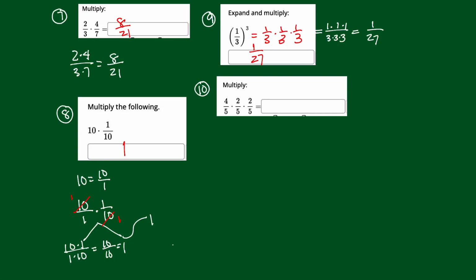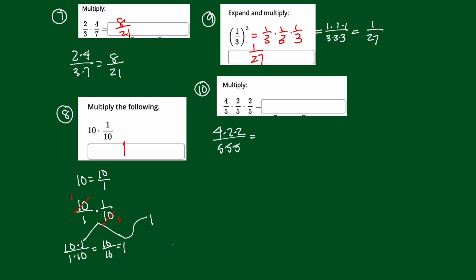Problem number 10 asks us to perform this multiplication, 4/5 times 2/5 times 2/5. Now, when I look at this carefully, I look for numbers on the top that are common to numbers in the bottom. There's nothing common between 4s and 2s and 5s, so I can't do any cancellation first. So the only thing I can do here is just multiply straight across. So it's going to look like this. 4 times 2 times 2 over 5 times 5 times 5.